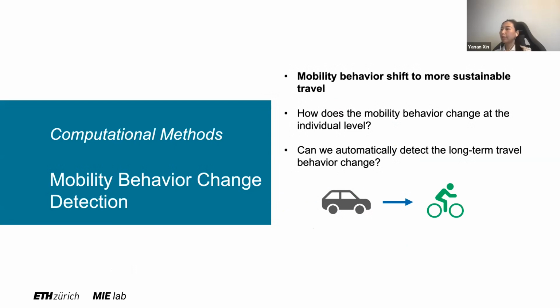In the previous study, we observed the behavior change at the aggregated level by examining the change in mode split. But how does the mobility behavior change at the individual level as a result of the mobility as a service offer? And how can we automatically detect the overall long-term mobility pattern change? Continue the exploration of the SBB Green Class data. In the second session on computational methods, I will showcase a method developed to automatically detect long-term individual travel behavior change.